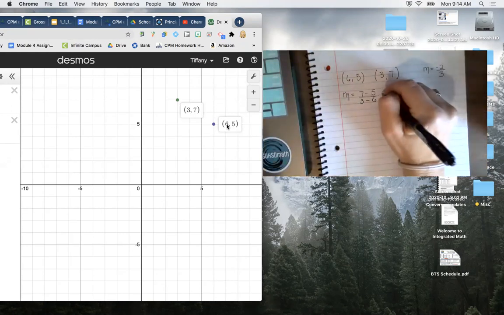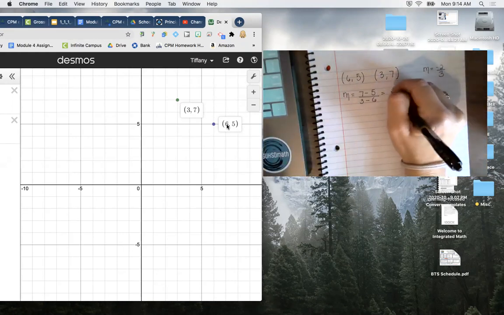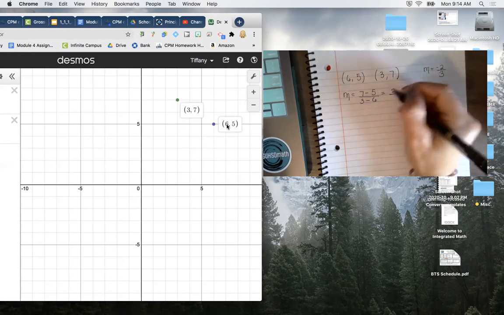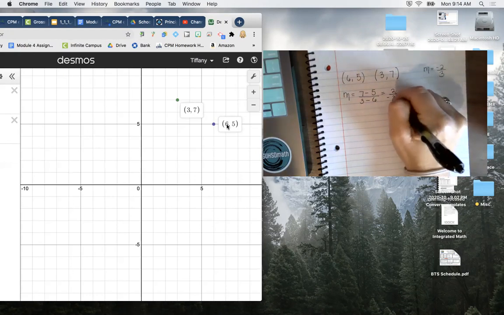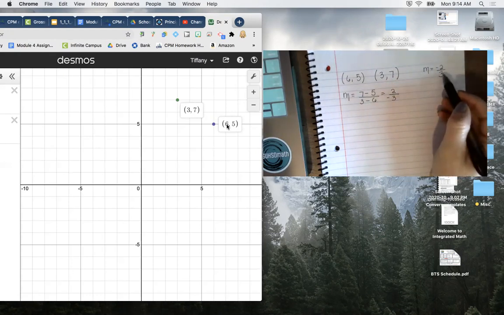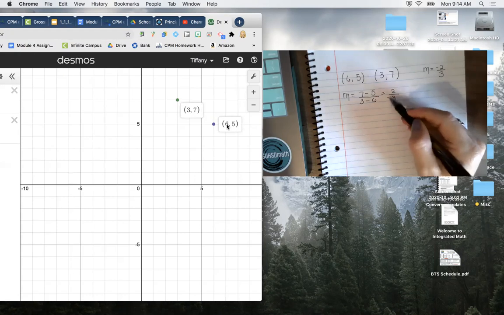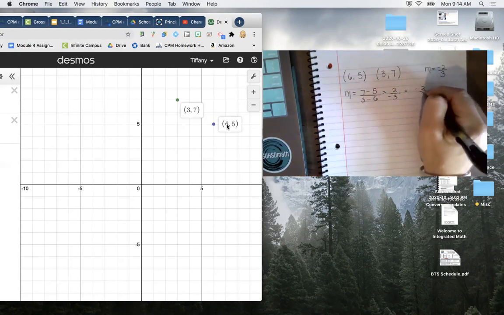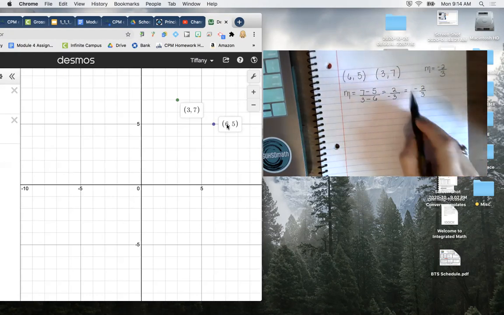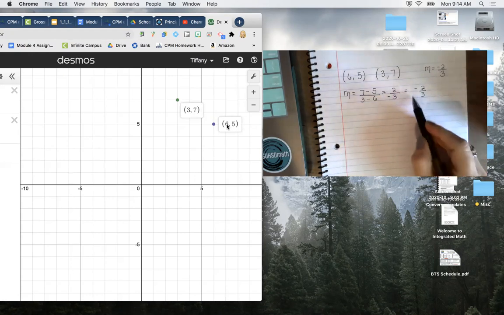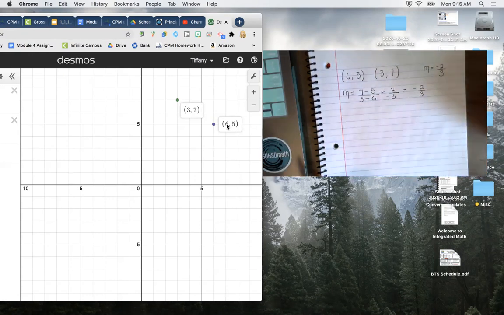I end up with 7 minus 5 is +2. On the bottom, I have 3 minus 6, which is a -3. And there is my -2/3 that I found right from the beginning. Remember this negative, it doesn't matter where you put it. It can be even out front, but -2/3 is how I usually write it, but it does not make a difference where it is. The top, the bottom, out in front, I get -2/3 for my slope.